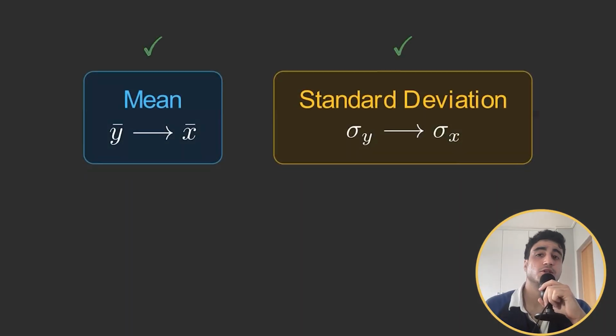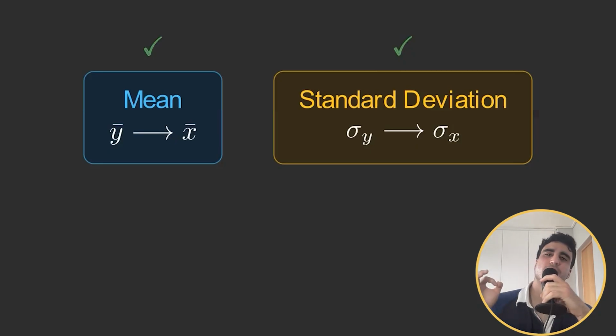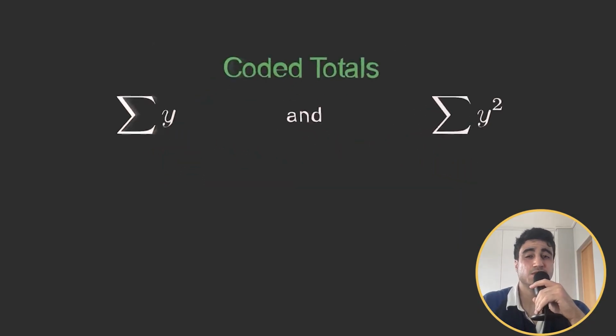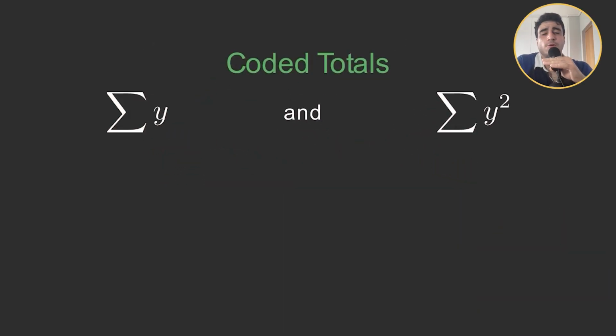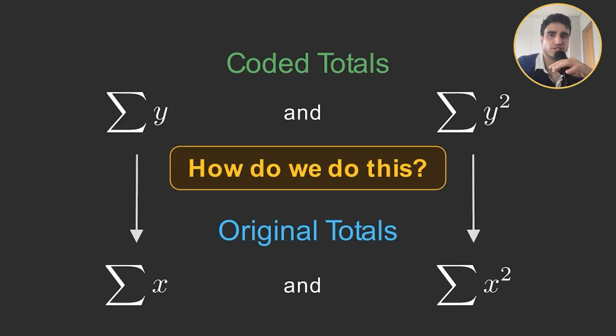Okay, so you can go from coded to uncoded for both the mean and standard deviation. But here's the thing. What happens if they pull a little switcheroo on us? Sometimes they'll give us the coded totals and simply expect us to reconstruct the original sum of x and sum of x squared. So how do we go about doing this now?